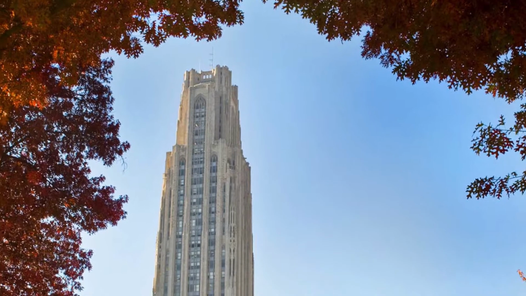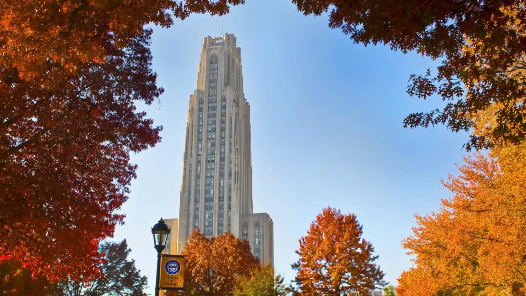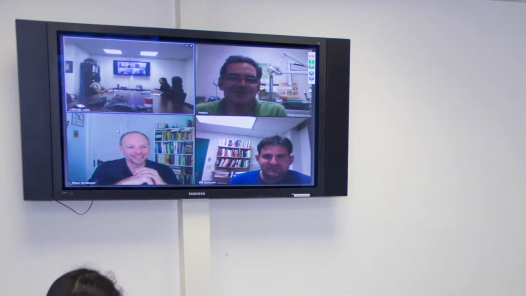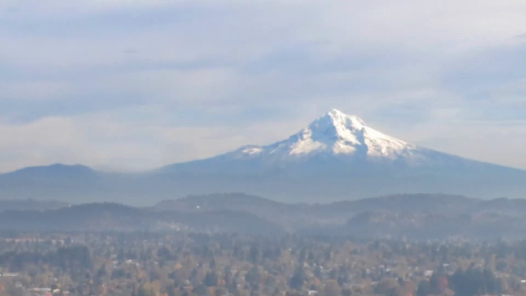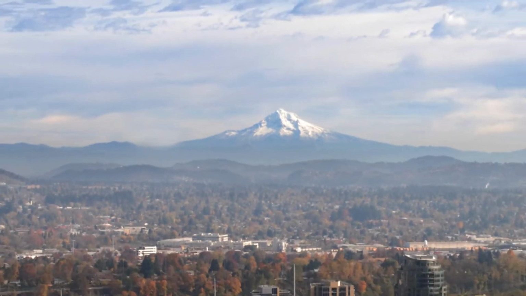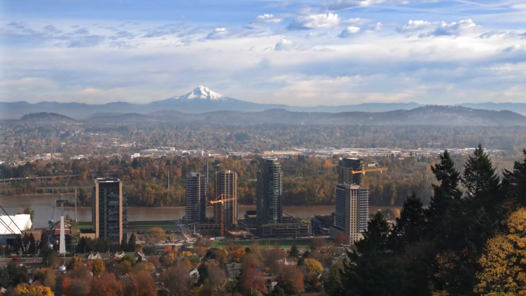At the University of Pittsburgh Center for Dental Informatics, we are developing a new method to leverage data from electronic dental records for quality assurance and research. Our partners include the State University of New York at Buffalo and Oregon Health and Science University.